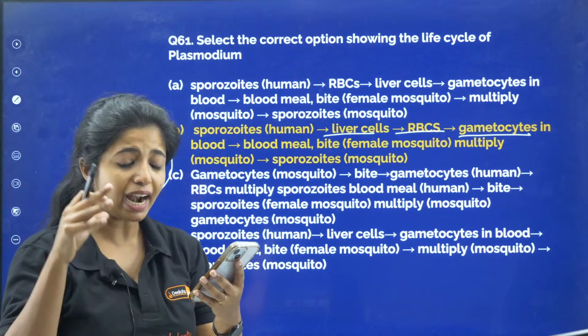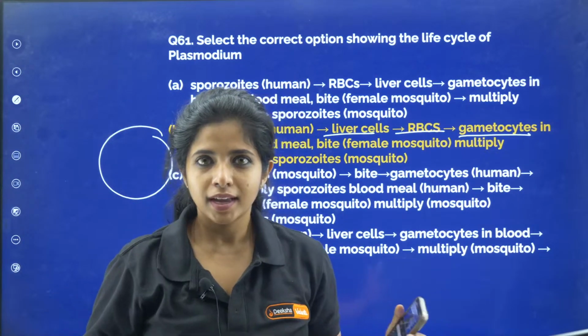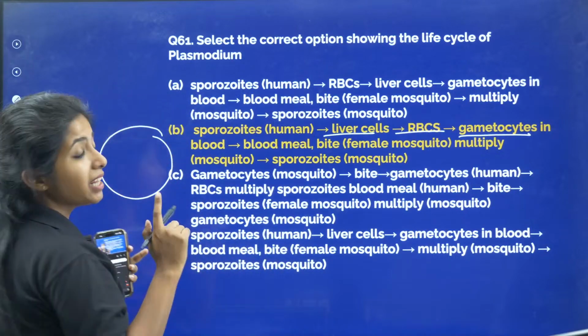The gametocyte stage is that stage where they are going to give rise to gametes. But do they form gametes in the human body? No. They're just in the gametocyte stage. So they do that, and also they do one more thing.